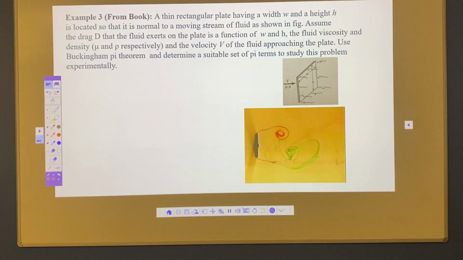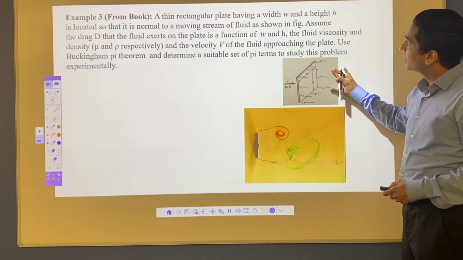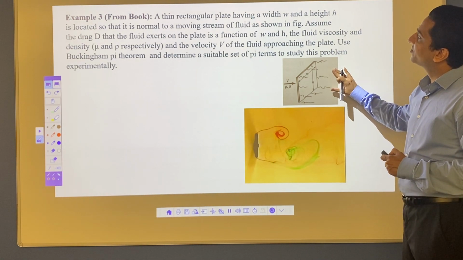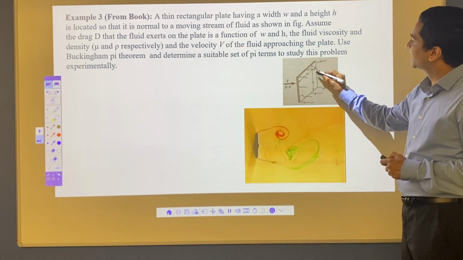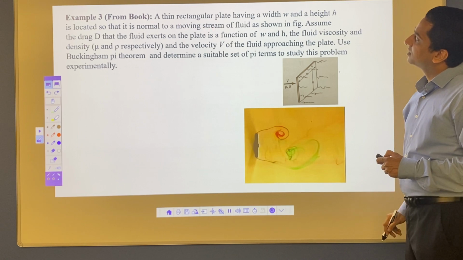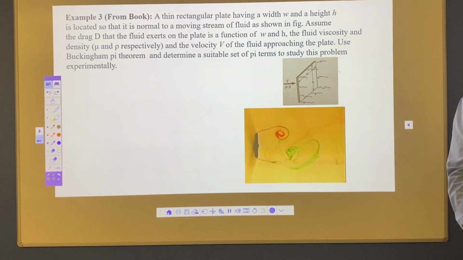This one is again from the book. What we have is a thin rectangular plate with width W and height H, moving in a stream of fluid. Let's say, if I can play it in here.